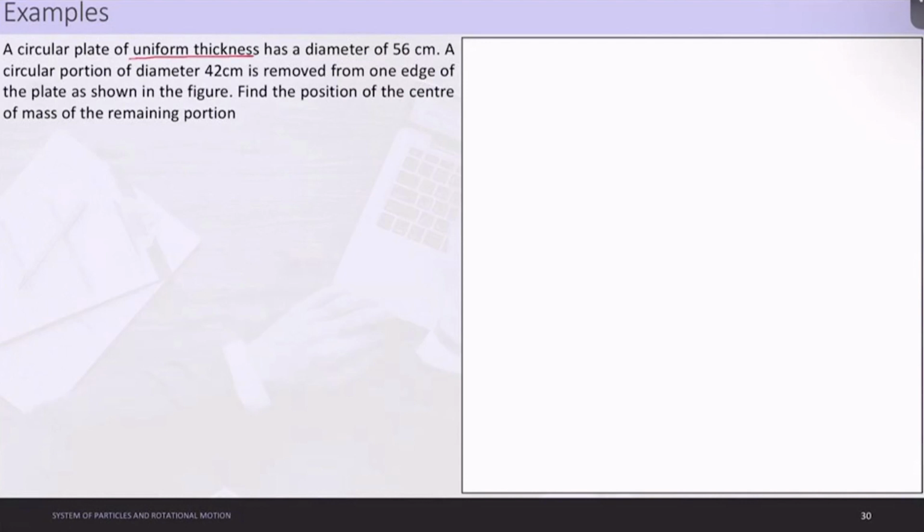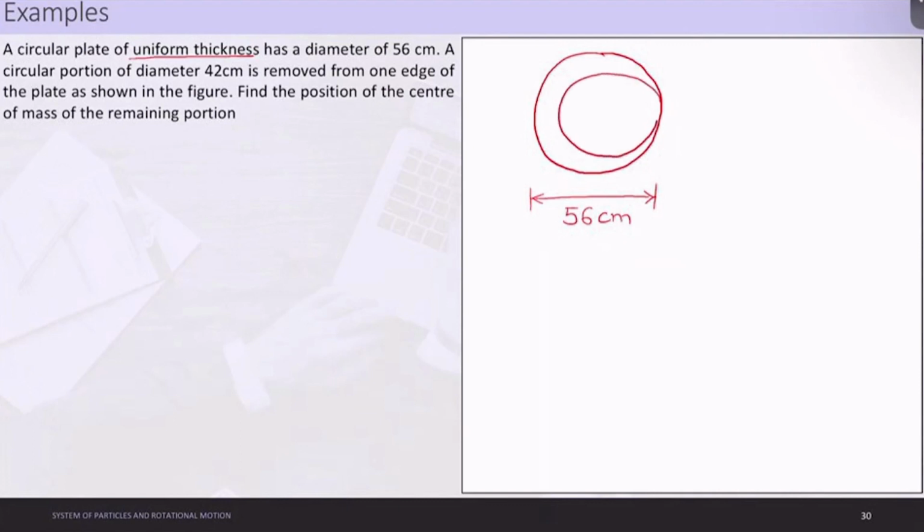So it's a circular plate of uniform thickness that has a diameter of 56 centimeters. So the diameter is given to you as 56 centimeters. And a circular portion of diameter 42 centimeters is removed from one edge of the plate. So something like this is happening. The diameter of this small circle is given to you as 42 centimeters. As shown in the figure, the question simply asks you to find the position of the center of mass of the remaining portion. You just need to calculate the center of mass of this portion.